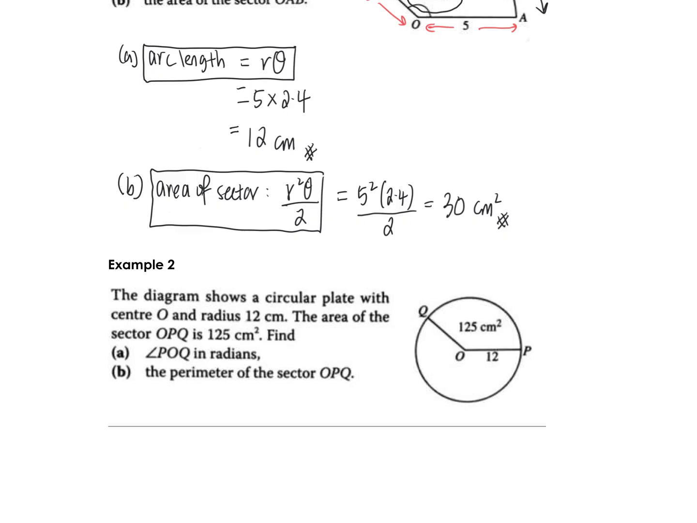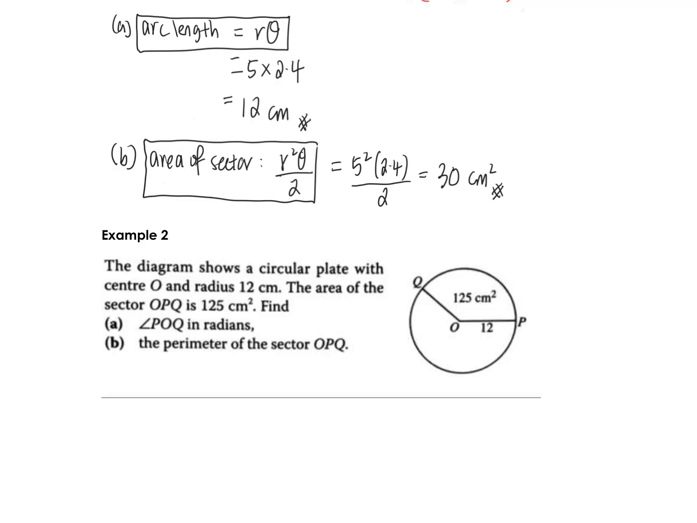Okay, I'm teaching. Okay, next one. I have a circular plate that has center O and radius 12. The area of this sector OPQ. This one. Okay, remember, when they talk about sector, there's always two parts. One big one, one small one. So the smaller one is minor, the bigger one is major.